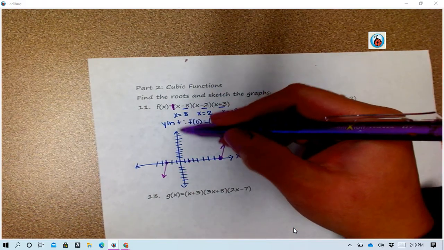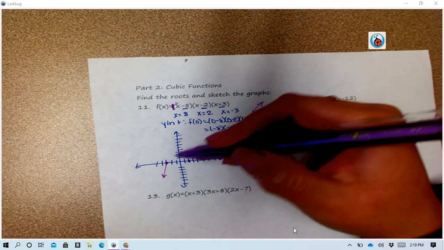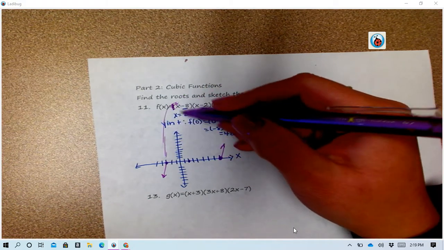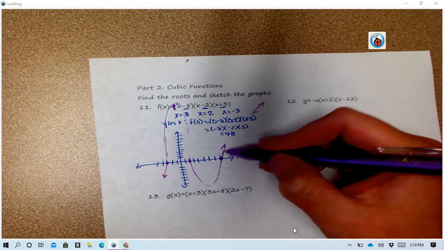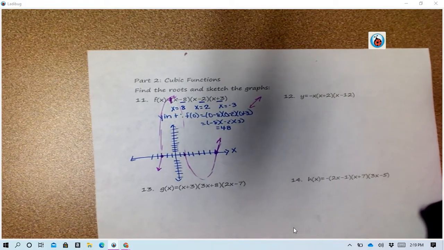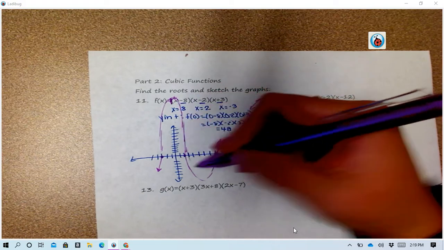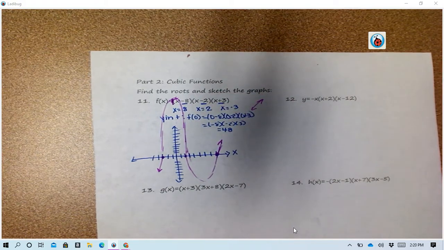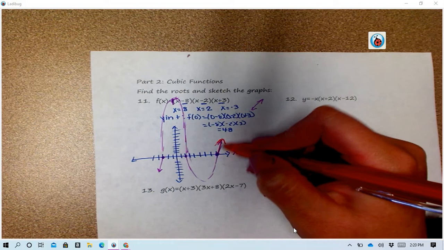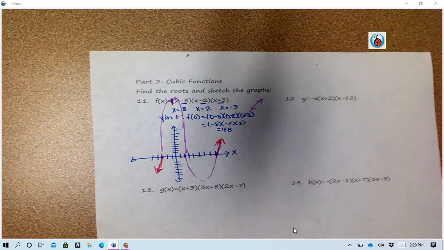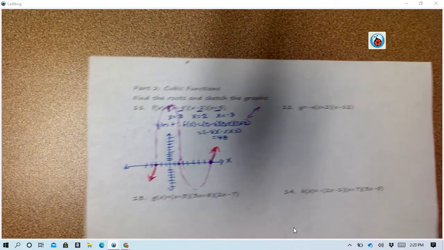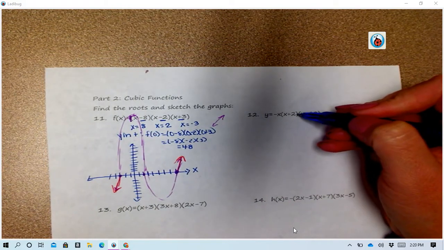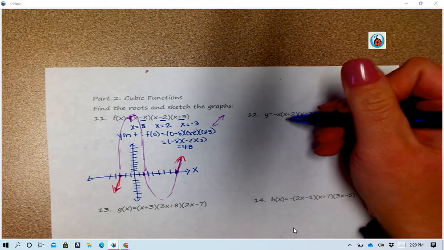And then we know that somewhere way up here, like 48, is where your graph would cross the y-axis. So all you need to know is it looks something like this. Again, it doesn't have to be perfect. The main thing here is that you're able to identify your tails at the end. So number 12 is -x, x plus 2, x minus 12.